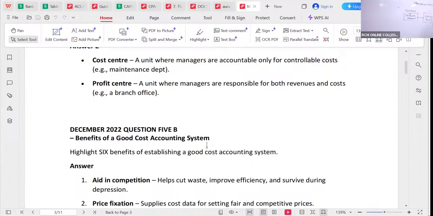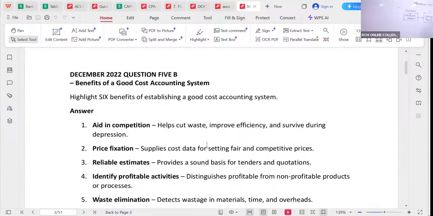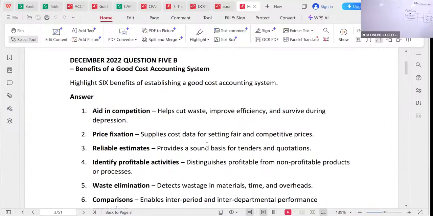Benefits of a good cost accounting system. That is December 2022, question number 5. Benefits of a good cost accounting system. Don't even look at it just from the cost accounting system. Just look at it from any systems that you have in your workplaces.